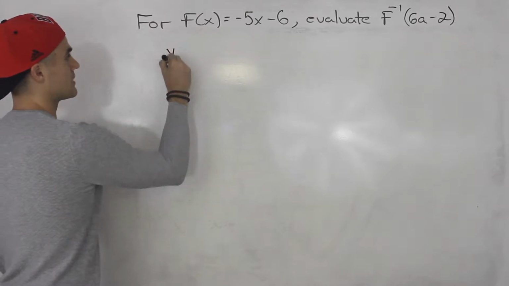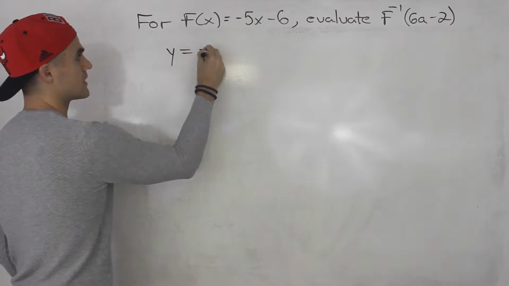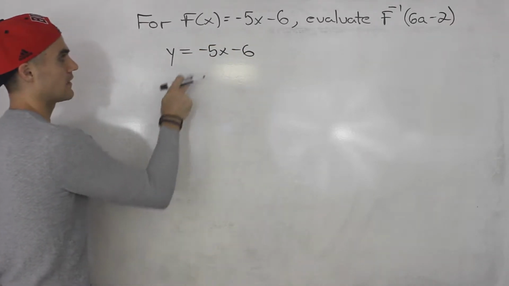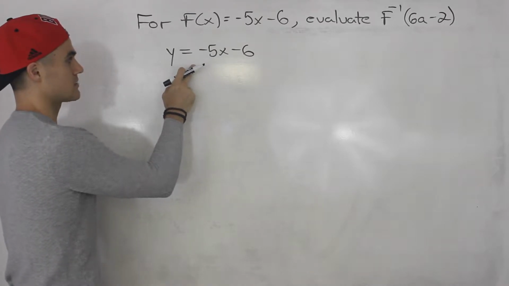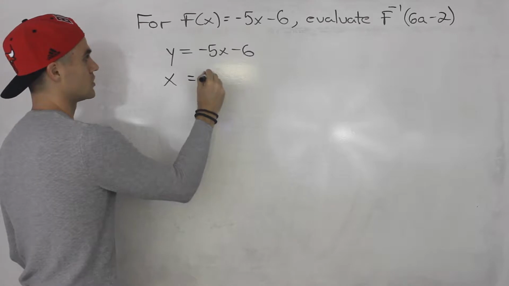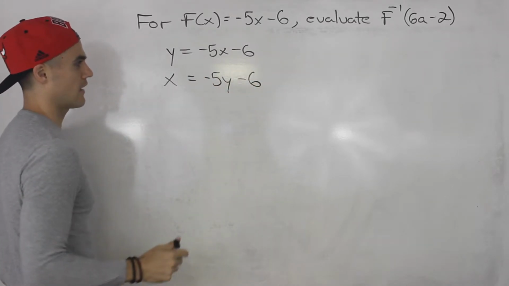The way we do that is we first rewrite this function with a y value, so y is equal to negative 5x minus 6. And then if we're finding the inverse of this, what is the process that we went over in the lecture videos? Well, we just switch the x and y, then we just isolate for that y there.